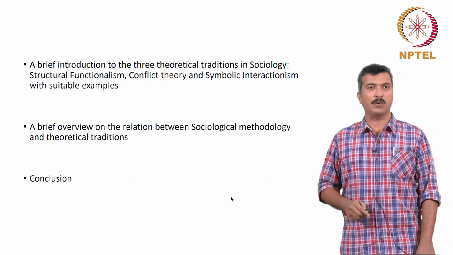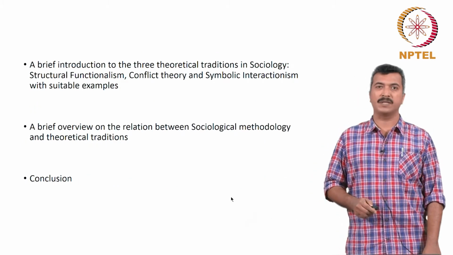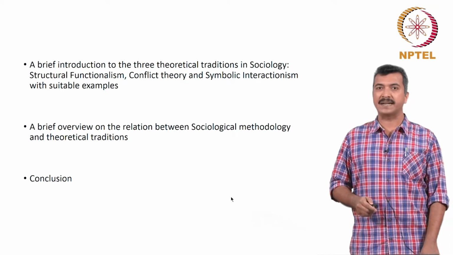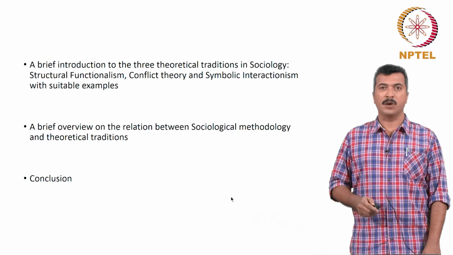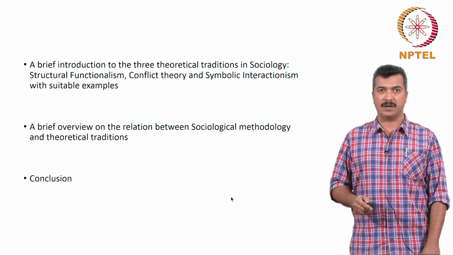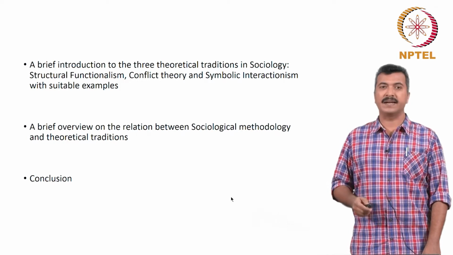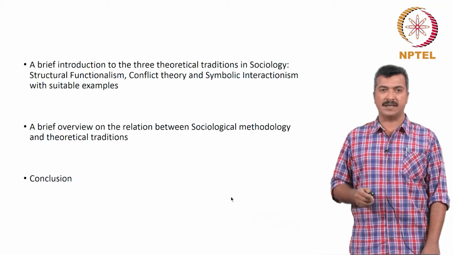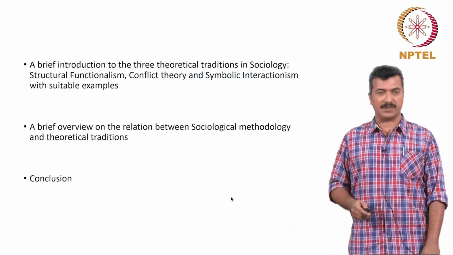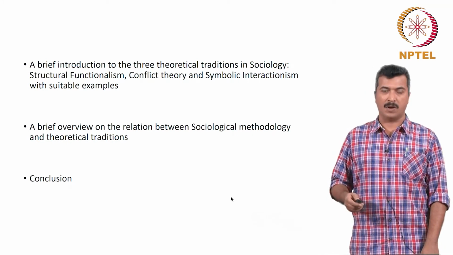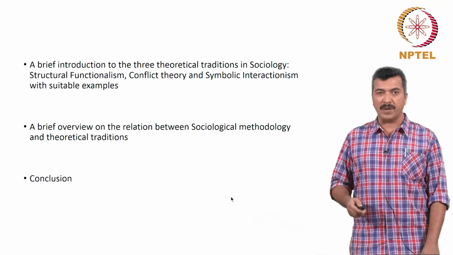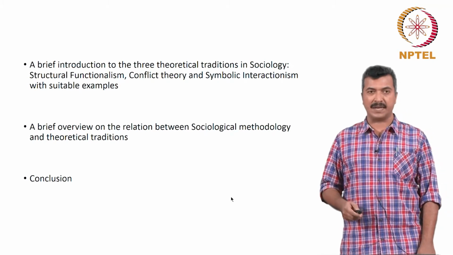And this will be followed by a brief introduction to the three major theoretical traditions in sociology: structural functionalism, conflict theory, and symbolic interactionism, with suitable examples. These three theoretical traditions are widely considered the major theoretical orientations of the discipline, and of course recently these have become much more broadened, and many more theoretical strands have emerged in the discipline.